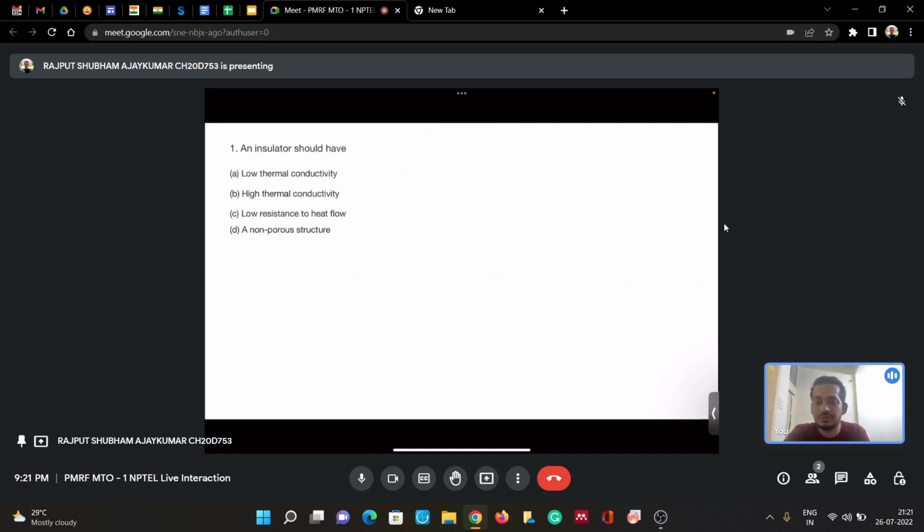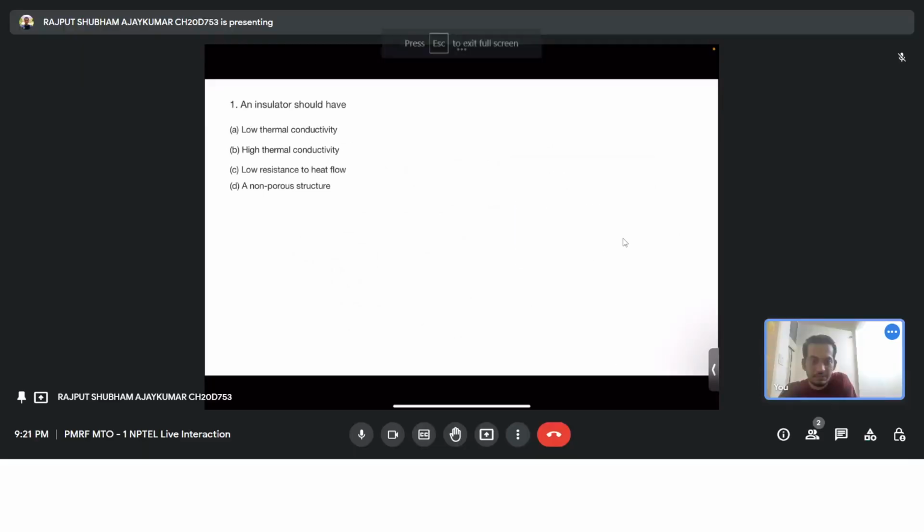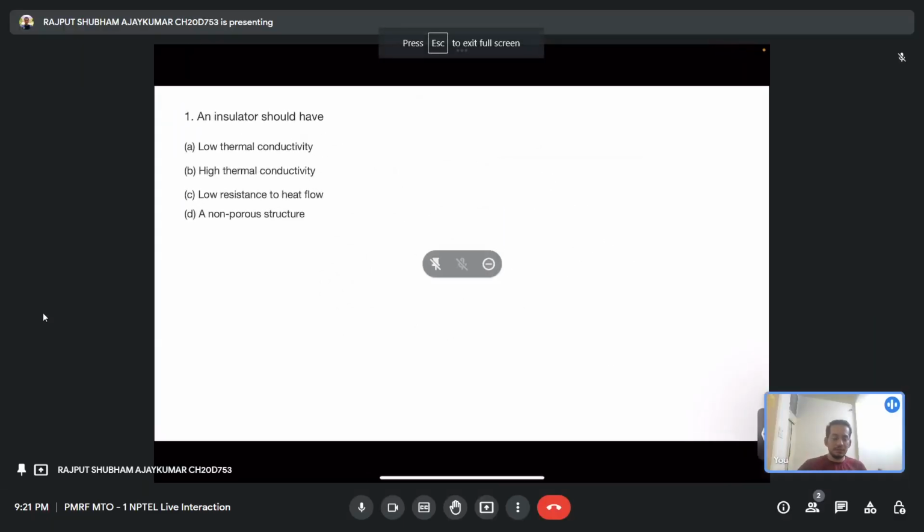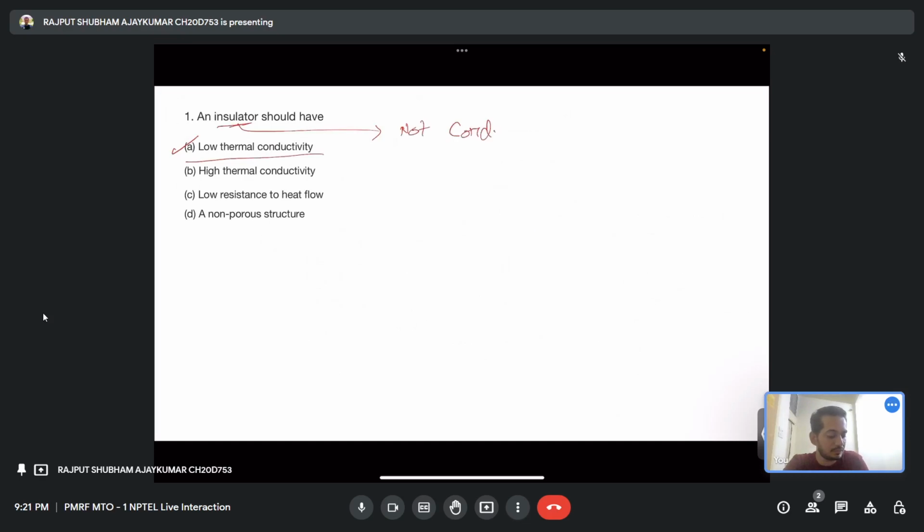So you can see this first question. An insulator should have a low thermal conductivity, high thermal conductivity, low resistance to heat flow, or high porosity. Just one minute. A conductor, you know, should have a conductive property. Similar to that, an insulator should have insulating properties. So it should have a low thermal conductivity, because an insulator should not conduct anything. So the basic answer for this is low thermal conductivity. If you consider non-conductive as an insulator, the only answer is low thermal conductivity.